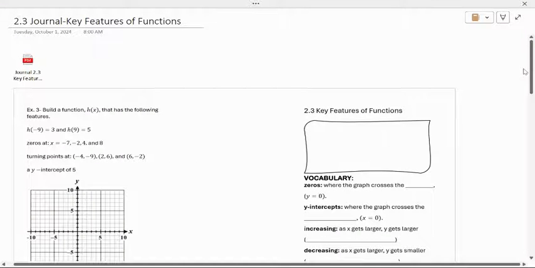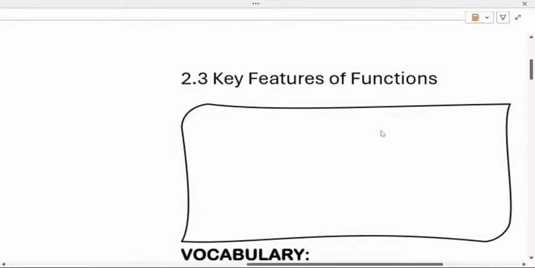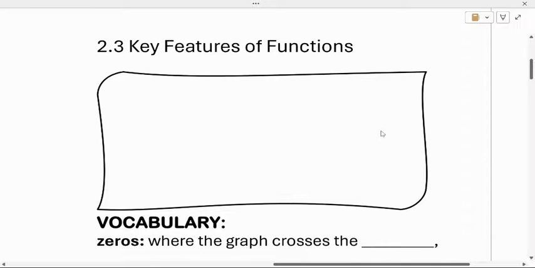Right. So first off, we are doing lesson 2.3, key features of functions. I would like you guys to open up your journal and write your I can statement from your journal. What is your I can statement from your journal? I can statement.